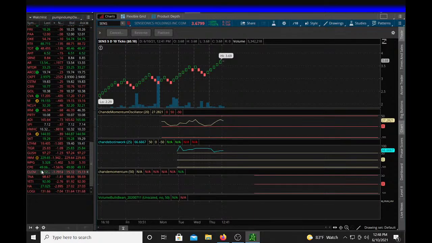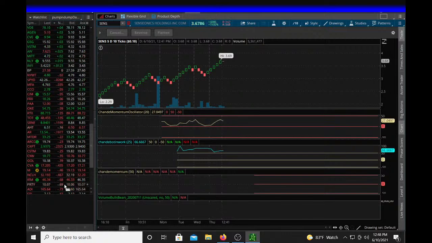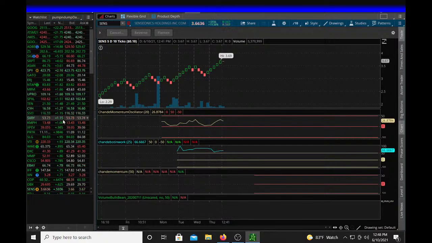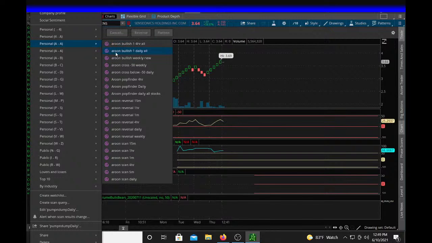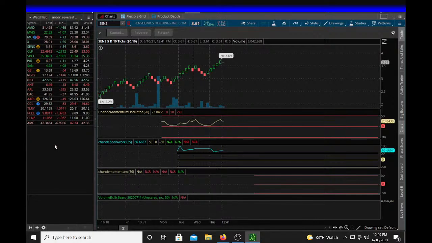Okay, looks like Clove was one of them. Tiger. EA. All right. Let's see which ones are on reversal. Okay. All of these are on reversal.